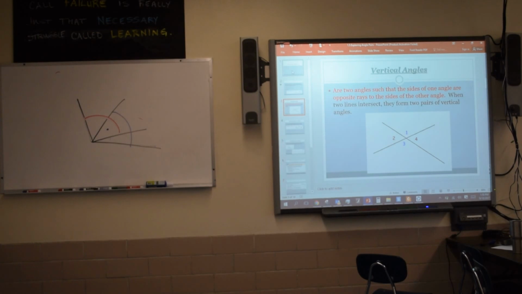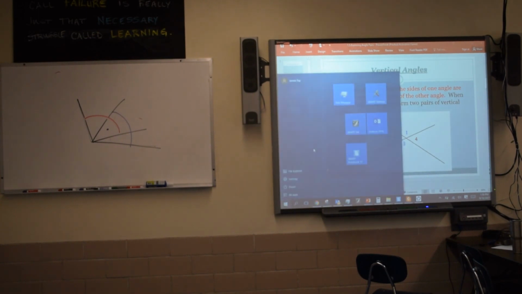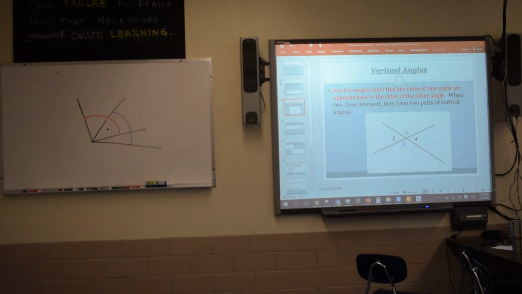So here's the idea, and I'm going to draw on top of this to kind of walk us through this definition. It says vertical angles are two angles such that the sides of one angle are opposite rays to the sides of another. So I'm going to look at this ray right here.